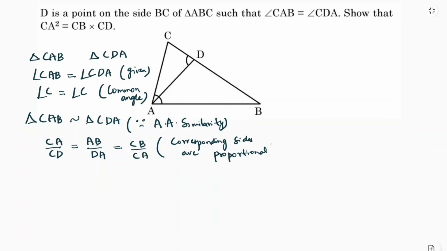If the triangles are similar, corresponding sides are proportional, and corresponding angles are equal. But I need to prove in terms of sides. So see here, I need to prove CA square. So CA I have here and here. So what I'll do, I'll equate these both, this one and this one. So I'll write CA by CD equals CB by CA. If I cross multiply, CA into CA, CA square, equals CB into CD. This was the required answer.